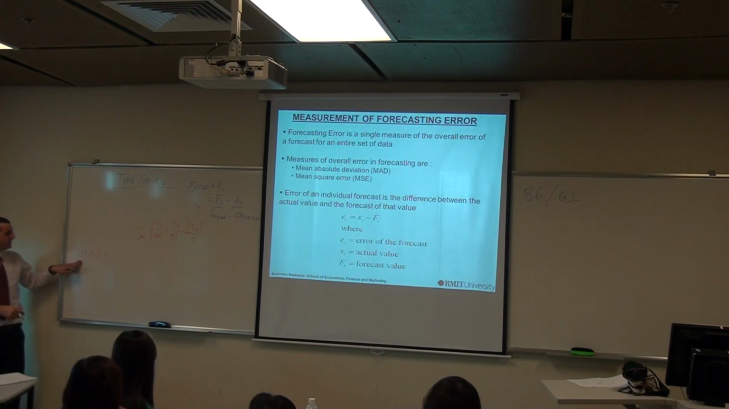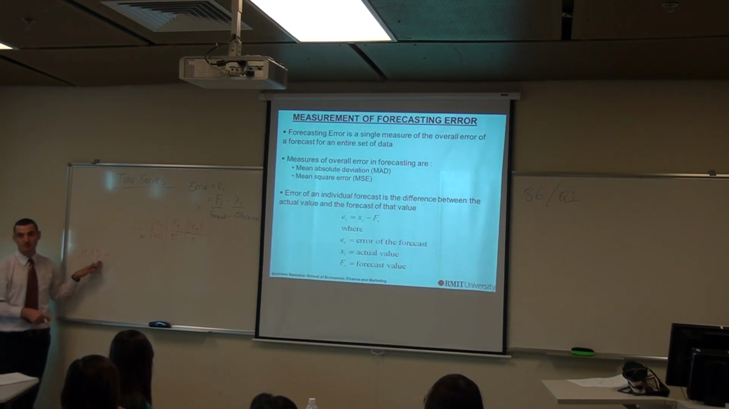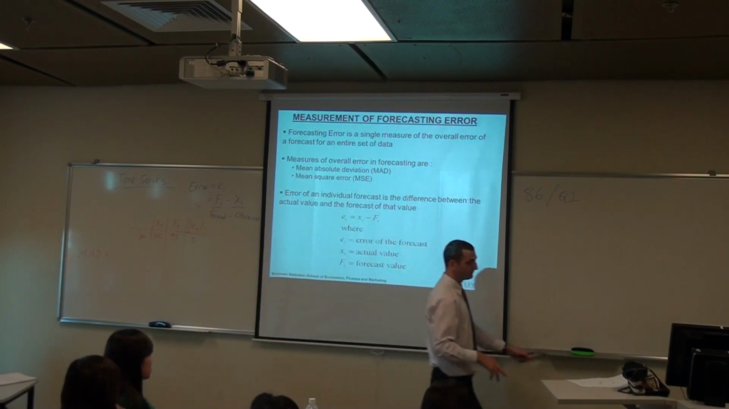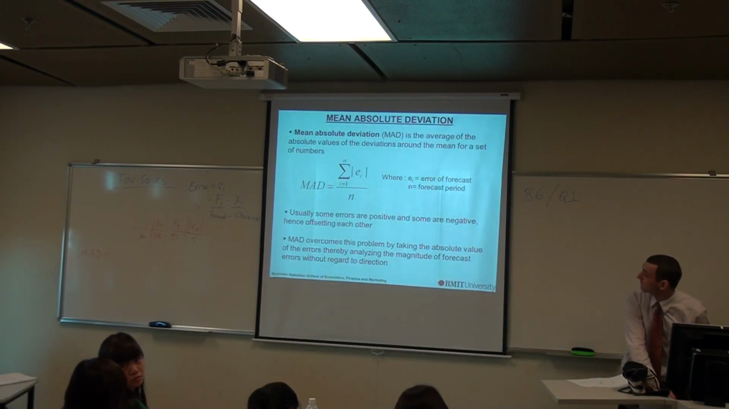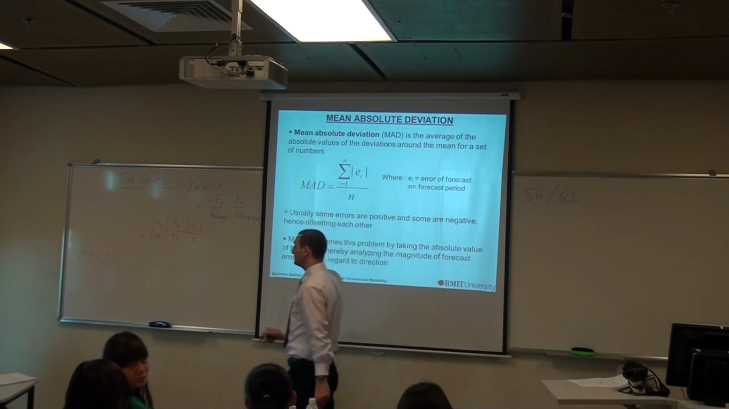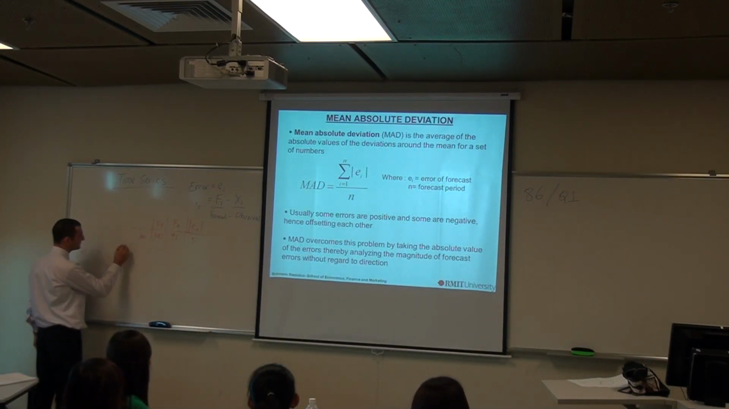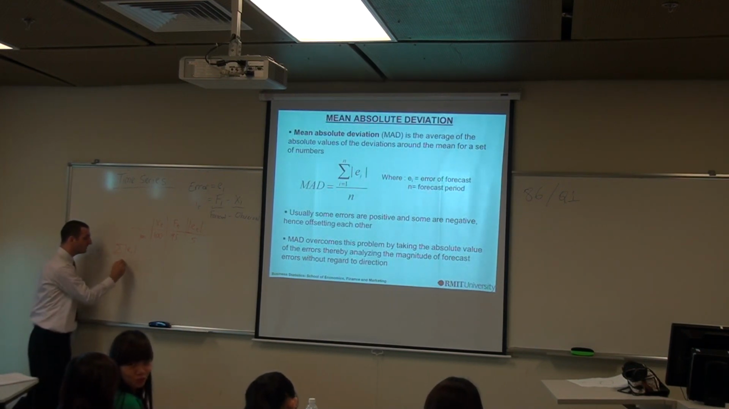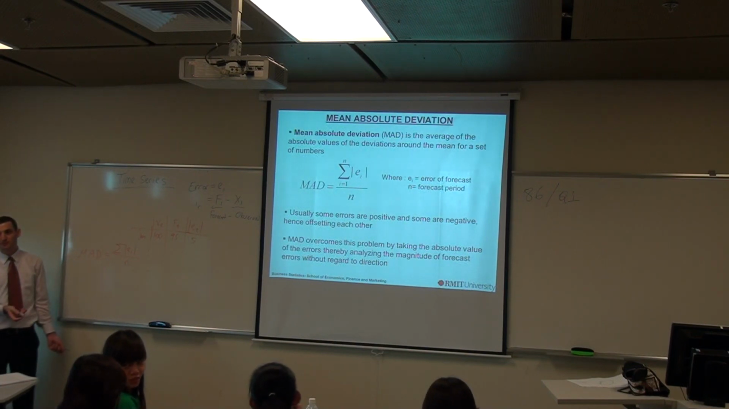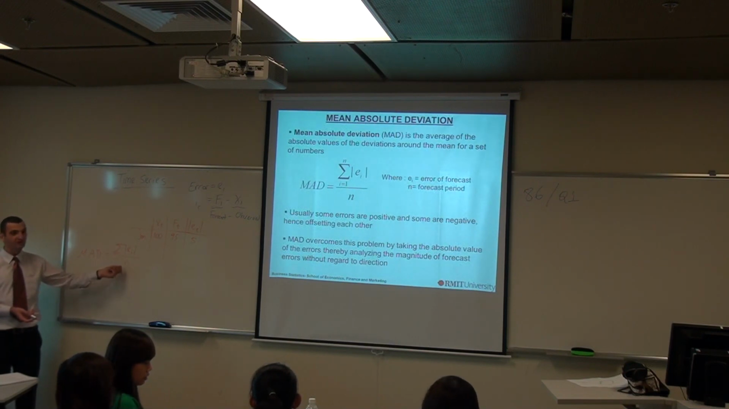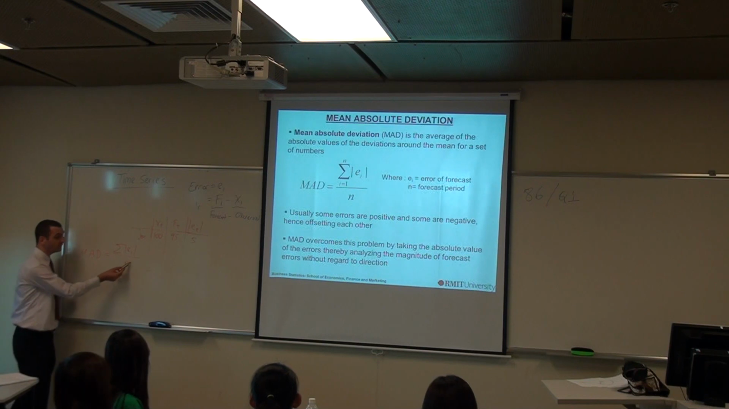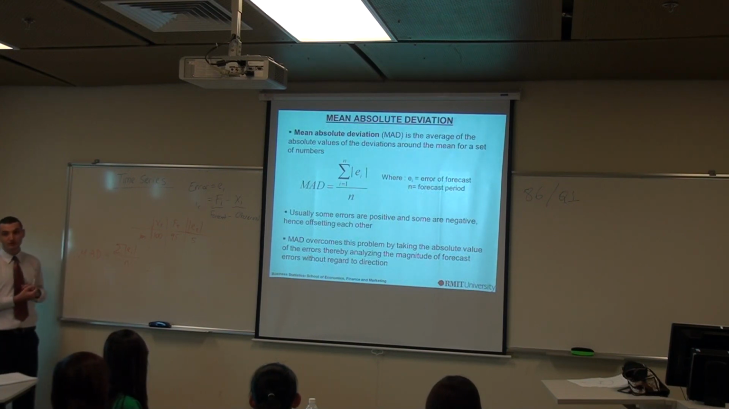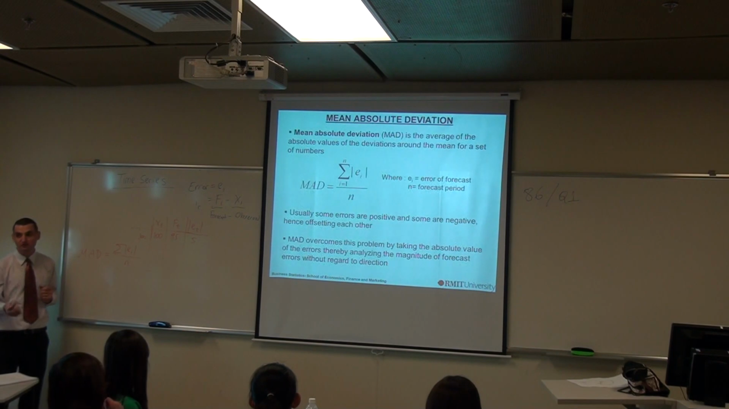MAD is mean absolute deviation. Basically it is the mean of all absolute values: sigma, absolute value of errors, divided by the number of errors. So you add them up, all the absolute values, and then divide by, be careful, not the number of forecasts or number of observations, you divide by the number of errors. Be careful, sometimes they are not the same.